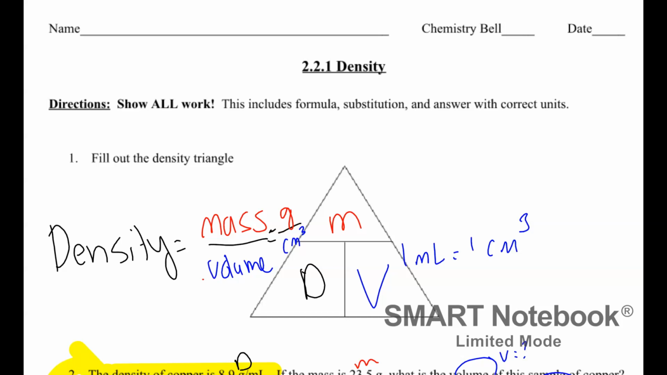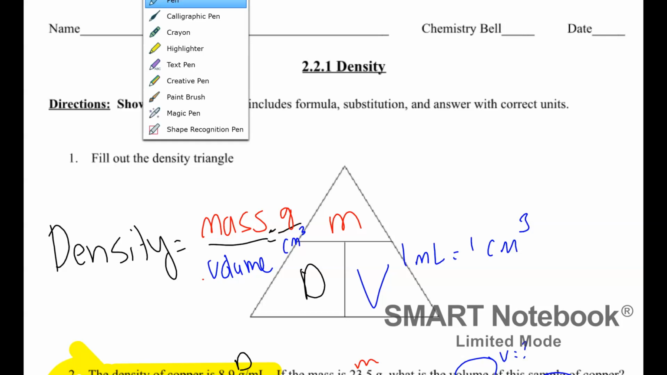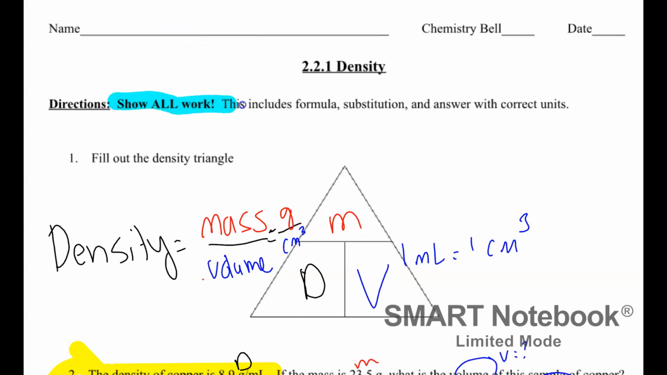Hey ChemStars, so in this video we're going to be going over Chapter 2 practice problems, pages 10, 11, and 12. These are all density problems. So first thing, most important is you must show all your work. That means the formula, the substitution, and the answer with the correct units. It's going to be super important for this unit.